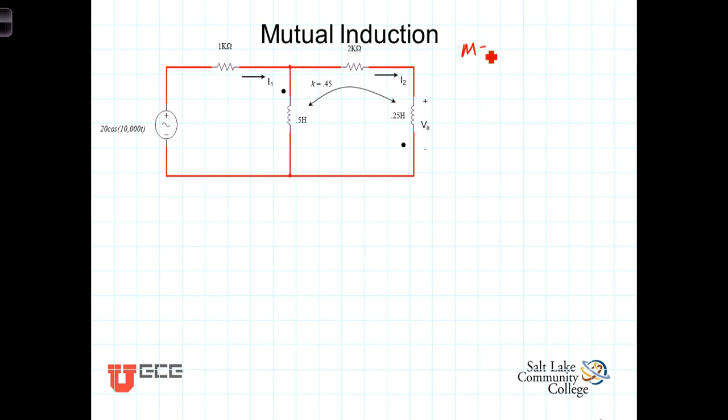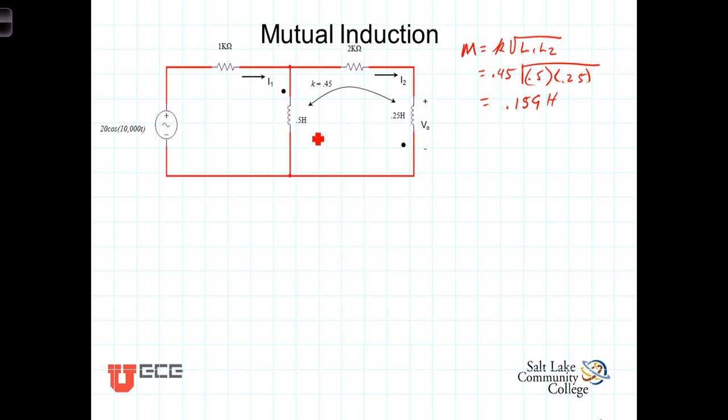So first of all, we need to identify what the mutual inductance M is. And of course, M we know to be equal to K times the square root of L1 times L2. So that's going to be 0.45 times the square root of 0.5 times 0.25. And M turns out to equal 0.159 henries. So there's effectively a 0.159 or 159 millihenry cross or mutual inductance between those two devices.